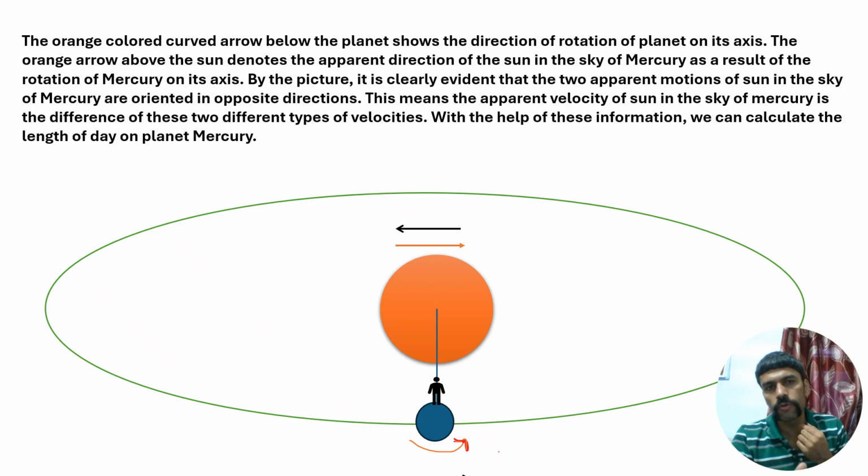The orange colored curved arrow below the planet shows the direction of rotation of the planet on its axis. The orange arrow above the sun denotes the apparent direction of motion of the sun in the sky of Mercury as a result of the rotation of Mercury on its axis. By now it is clearly evident that the two apparent motions of the sun in the sky of Mercury are oriented in opposite directions. This means that the apparent velocity of the sun in the sky of Mercury is the difference of these two different types of velocities. With the help of this information, we can calculate the length of a day on planet Mercury.